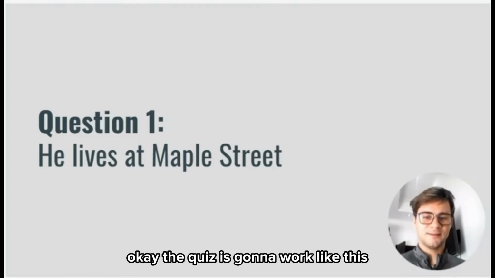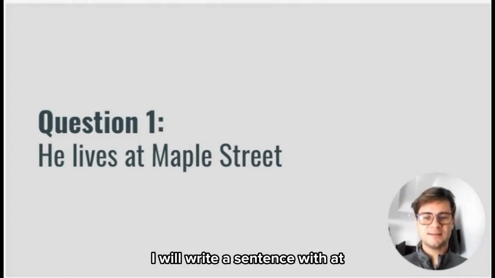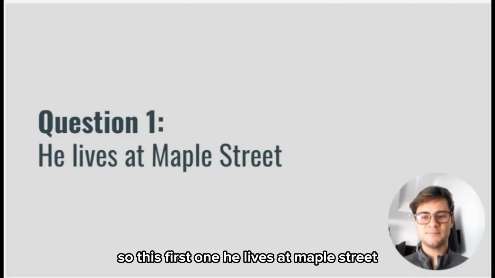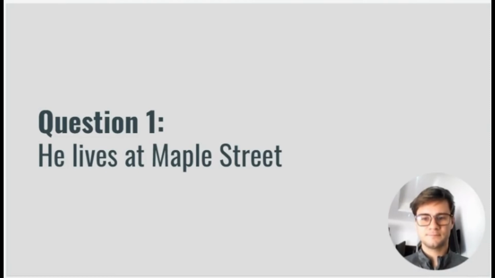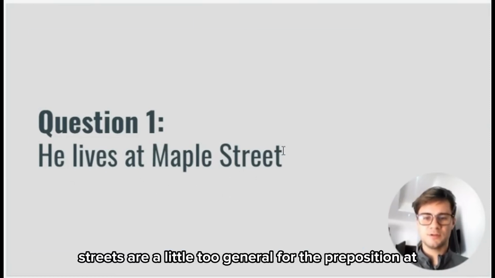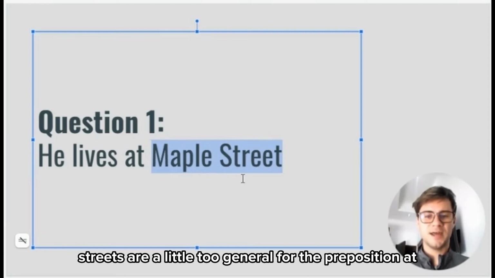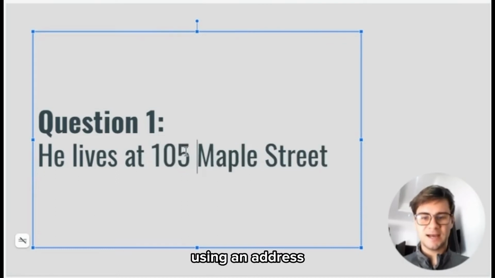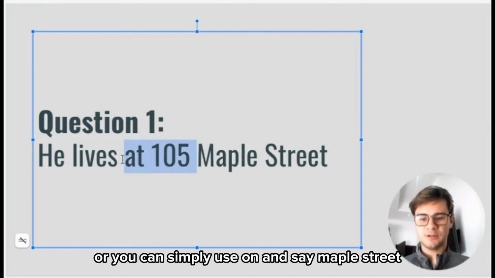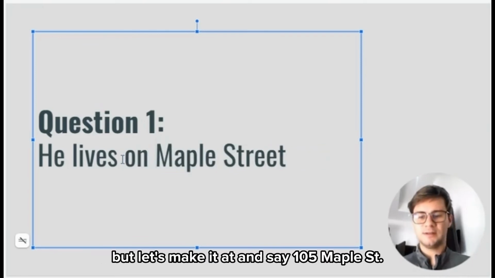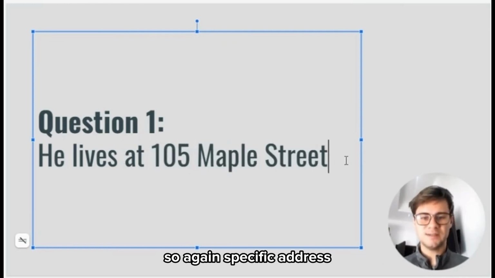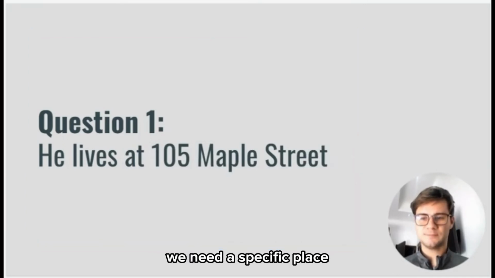Okay, the quiz is going to work like this. I will write a sentence with at, and you tell me if it's a correct use or not. So this first one, he lives at Maple Street. In this case, remember, streets are a little too general for the preposition at. If we want to use at, we can either say he lives at 105 Maple Street using an address, or you can simply use on and say Maple Street. But let's make it at and say 105 Maple Street. So again, specific address. We need a specific place.